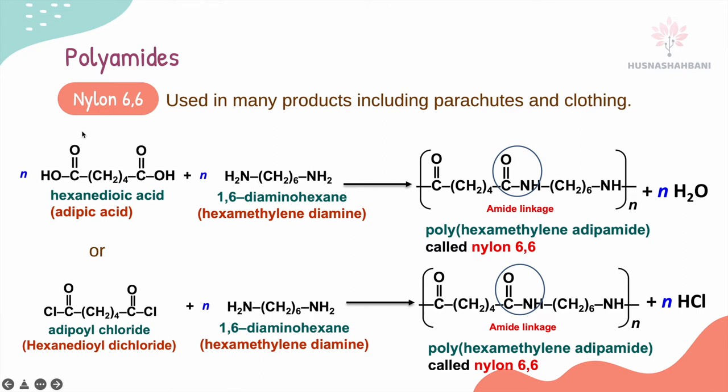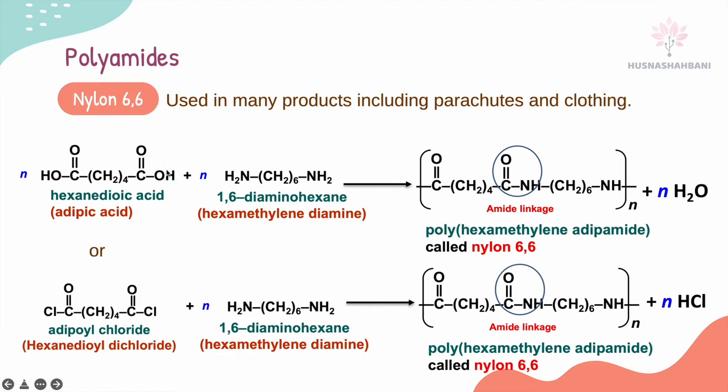Next, polyamide example, nylon 6-6. It is used in many products, including parachutes and clothing. The reactants are hexanedioic acid, which reacts with 1,6-diaminohexane, or you call it adipic acid with hexamethylene diamine, 2 carboxylic acid parts, dioic acid, and then 2 amino groups, so that's why diamino.